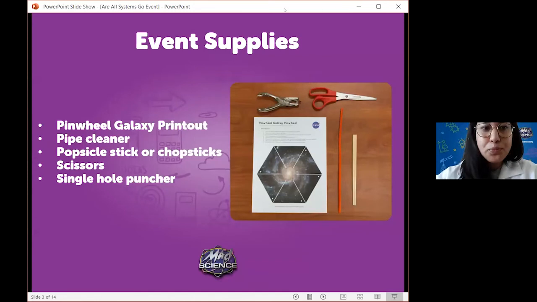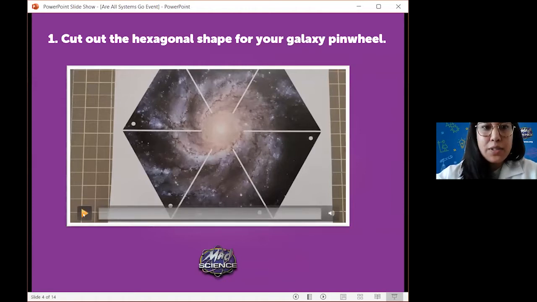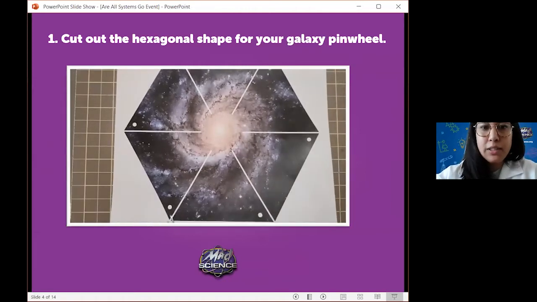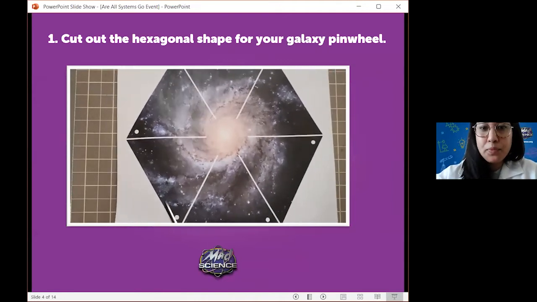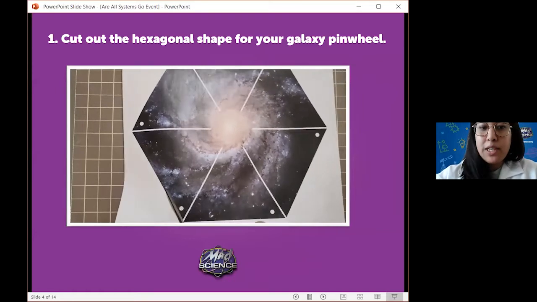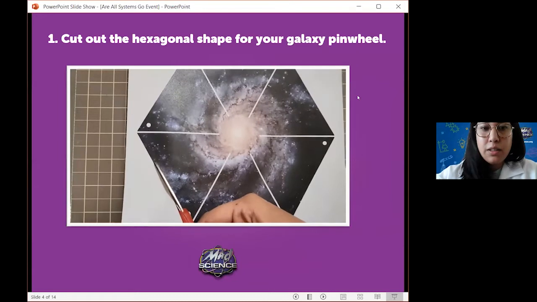So we're gonna get started. Here we go. Okay, so hopefully everyone can see this here. The first thing we're gonna do is take our paper and cut out the hexagonal shape. So hopefully everyone can see this cutting. This is one of the simpler steps. You're just gonna get rid of all the white space around.